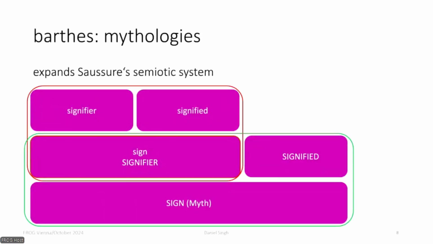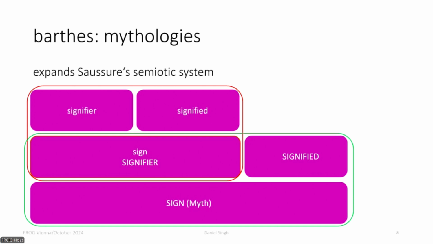Now, continuing with the second semiotic theory, because one wasn't enough, Roland Barthes' myth. This is something that has not yet been applied to architecture that much, a little bit to architecture in video games, but not really in detail.